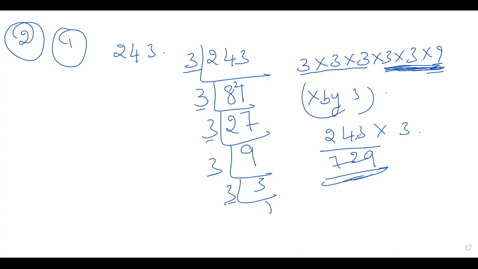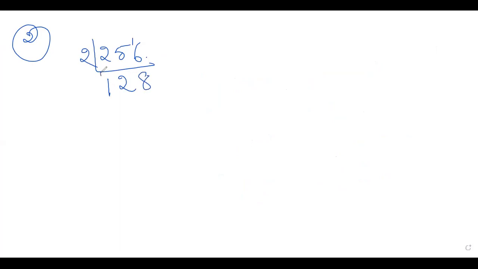We will multiply 243 by 3 to get a perfect cube. We'll go for the next one. 256, divided by 2. 2 1s, 2 2s are 4, remainder is 1, 2 8s are 16. Again divided by 2, 2 6s are 12, 2 4s are 8. Again by 2, 2 3s, 2 2s.